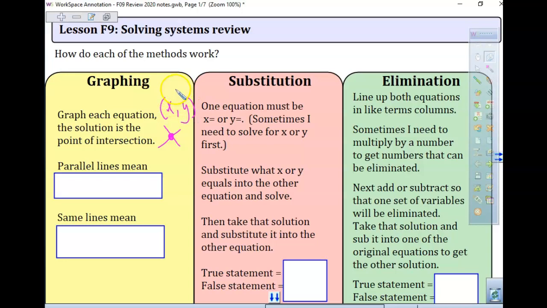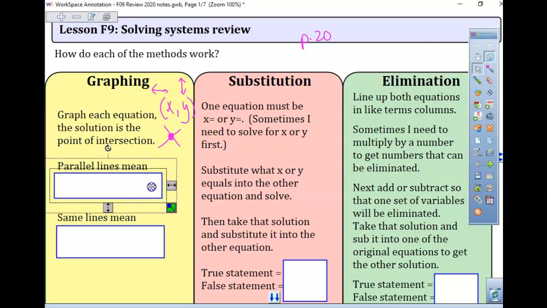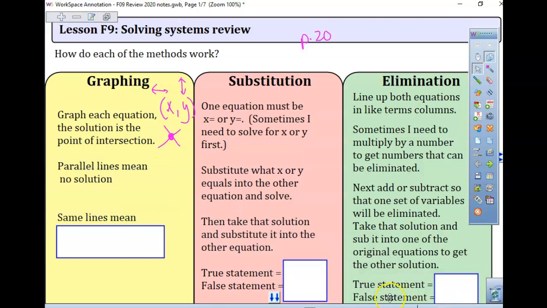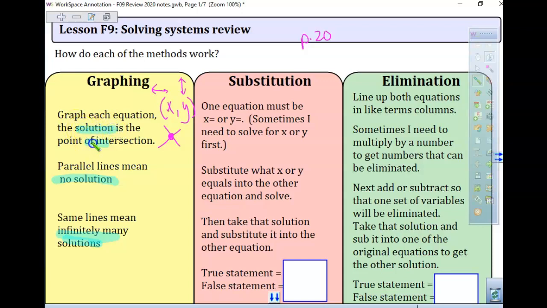And the hint that I would tell some of you, and this is on page 20 that you are writing, is that when you're graphing, the first number tells you left and right. The second number tells you up and down. If you have parallel lines, that means we are looking at no solution. And if we have the same line, that means we are going to have infinitely many. So parallel lines means no solution. Same line means infinitely many. So you might see that on the quiz. And if you have a solution, it's going to be the point of intersection where those two cross.